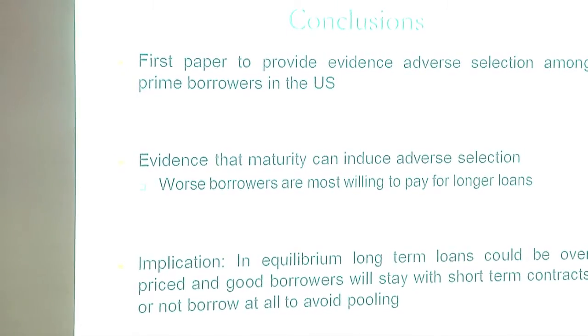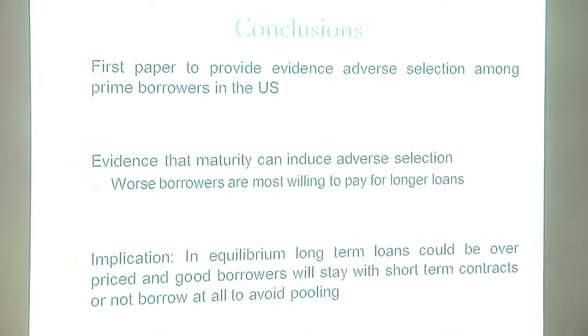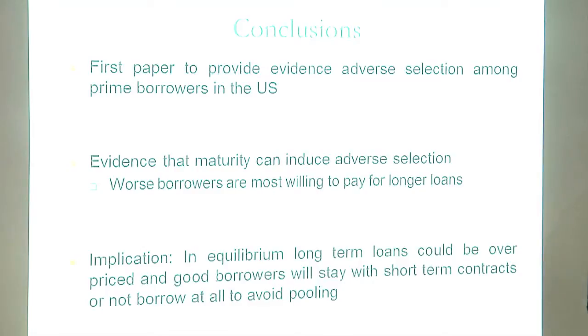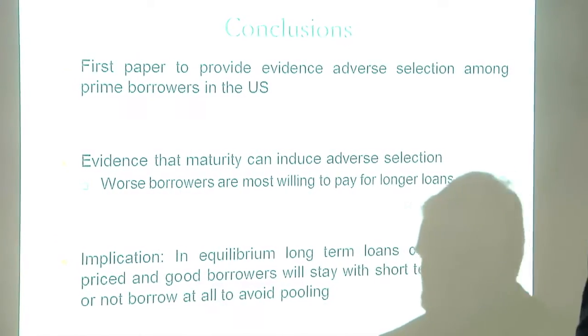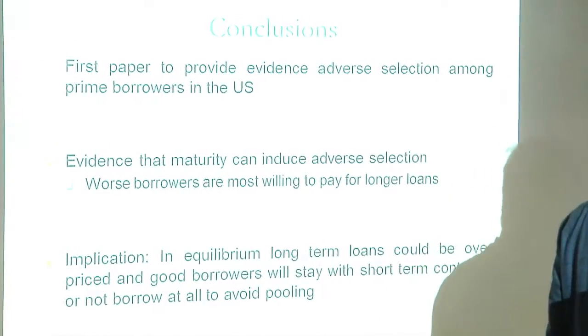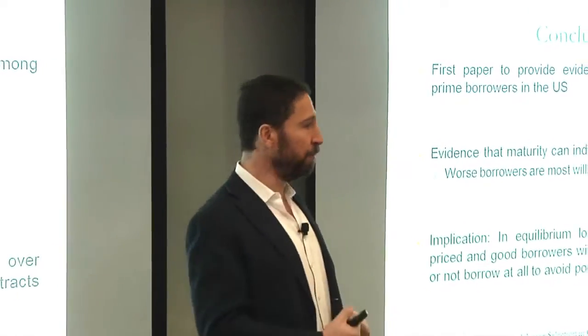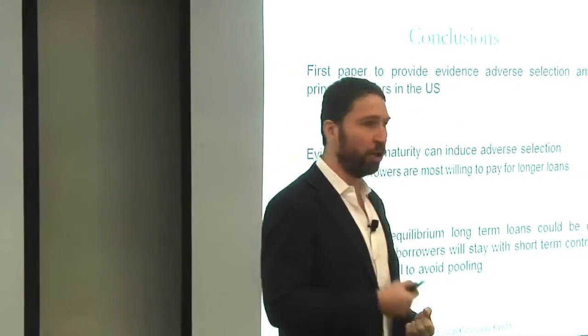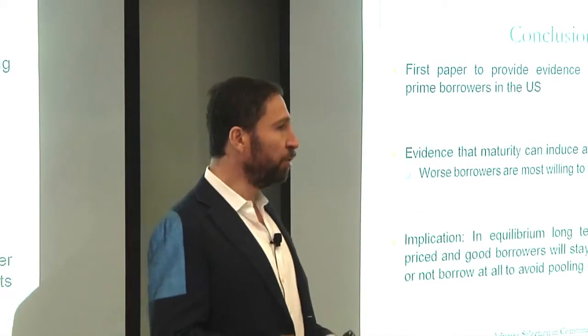This is the first paper to provide evidence that adverse selection is important amongst prime borrowers in the US, and that it's induced by maturity choice. We essentially have had no evidence of that up until today. The implication is, first of all, that it gives us more insight into why credit markets may not allow consumers to smooth consumption over time. It also tells us that in equilibrium, there may be an under-provision of long-term loans. Not just that the amount of lending may be less, but that people are forced in a way to borrow short-term to avoid pooling with more risky borrowers who take longer-term loans.